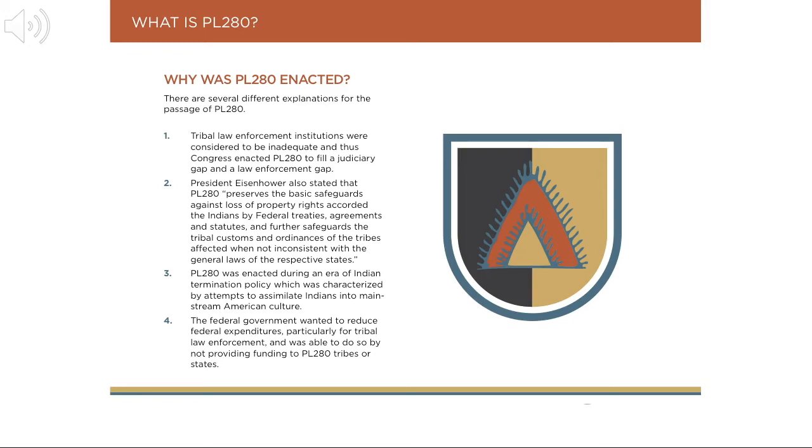A third reason is that PL280 was enacted during an era of Indian termination policy, which was characterized by attempts to assimilate Indians into mainstream American culture. And a fourth explanation is that the federal government wanted to reduce federal expenditures, particularly for tribal law enforcement, and it was able to do so by not providing funding to PL280 states.